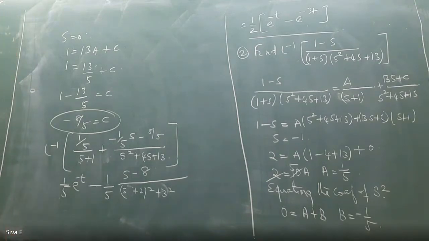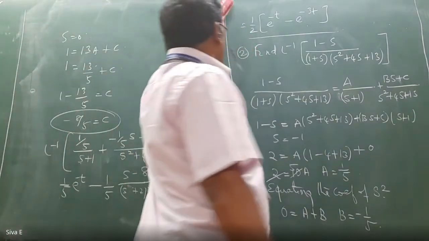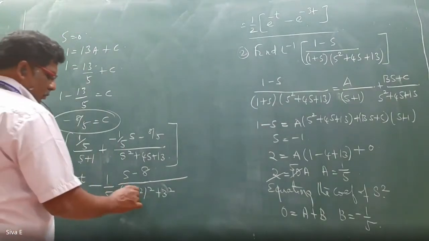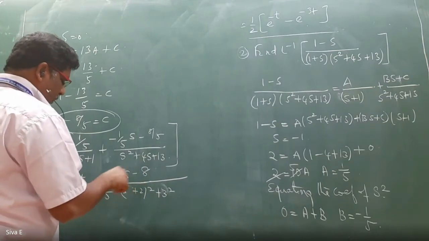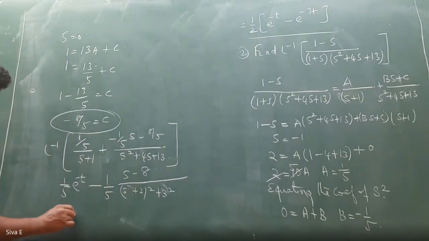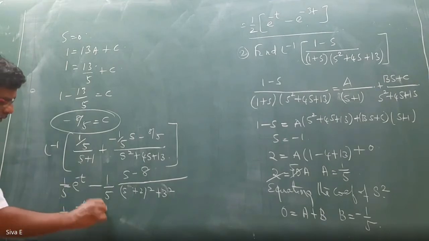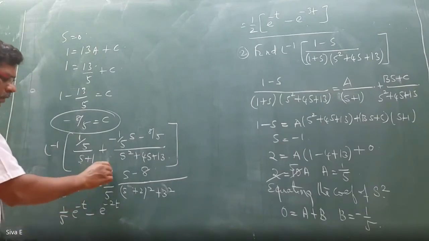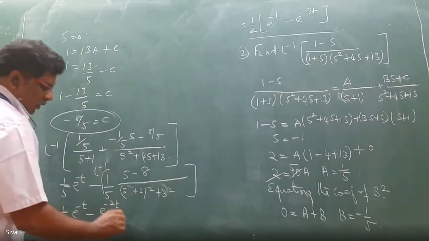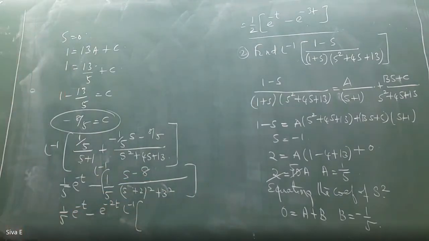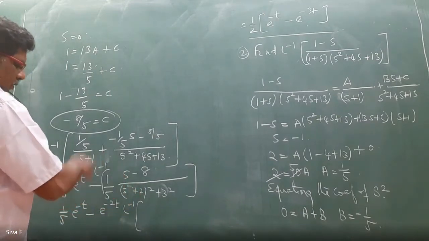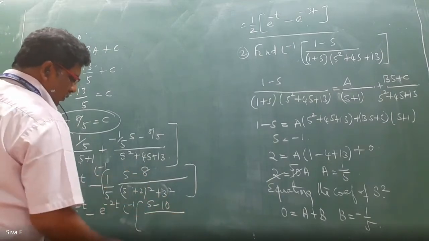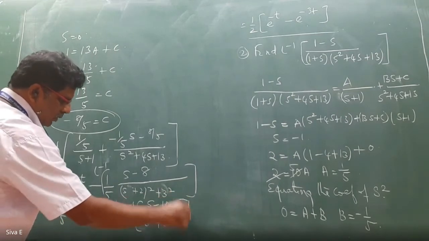So by the shifting property, you have to do that. s tends to s plus 2, multiplied with e power minus 2t. So 1 by 5 e power minus 2t L inverse. Now already we are finding L inverse, here only we have to write L inverse. So e power minus 2t L inverse of, if you are writing s tends to s minus 2, s minus 2 plus 8, s plus 6, divided by s square plus 3 square.